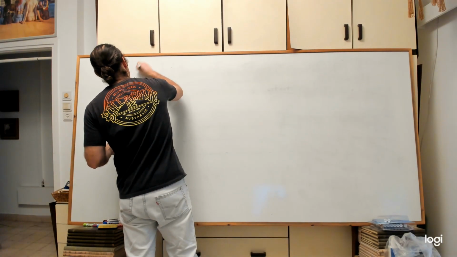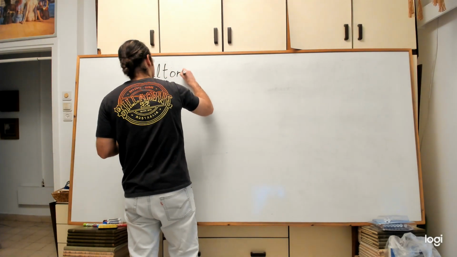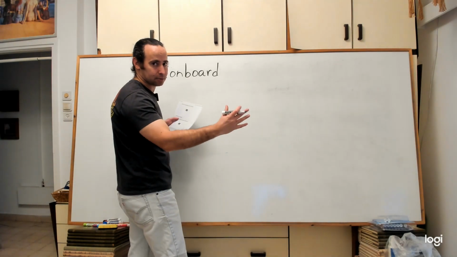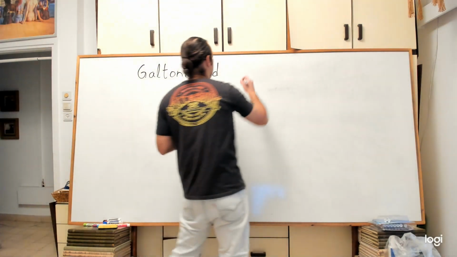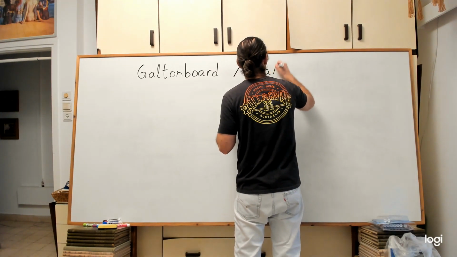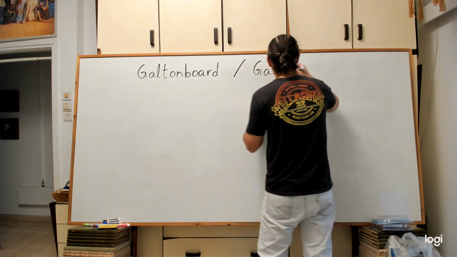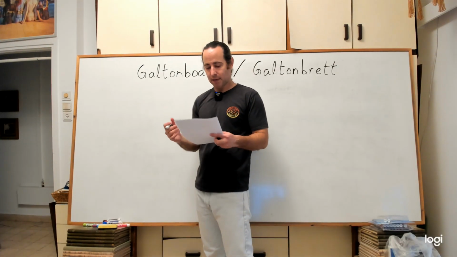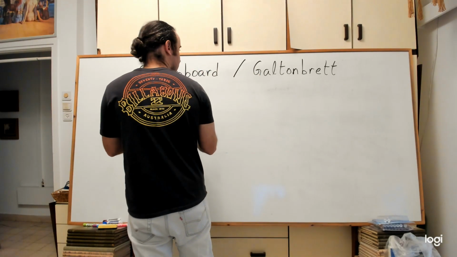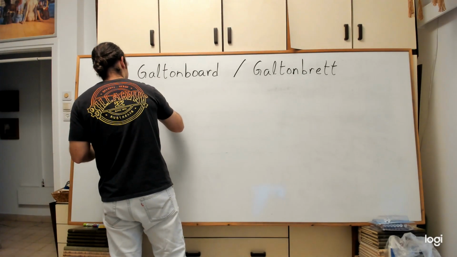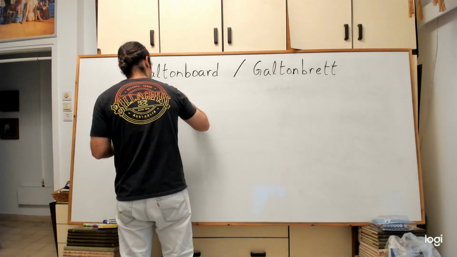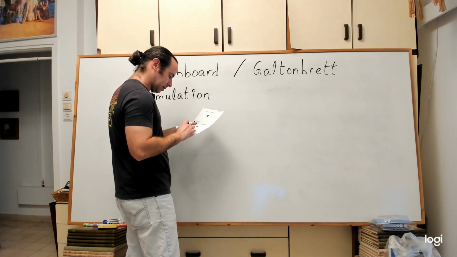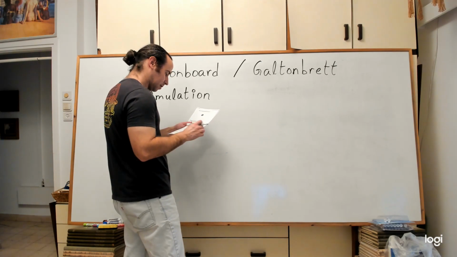Galton board, they write it with one word, it's normally two words, / Galton bread. I'll put it in the description of the video, but anyway, it's really important that you will see it, so I'm writing it down. Simulation. Or bean machine, quincunx, or Galton box.